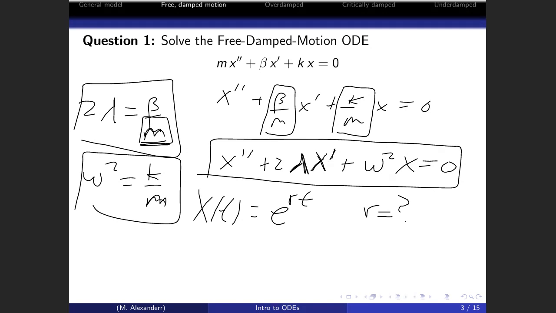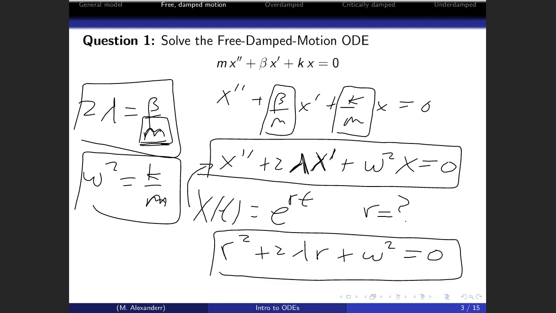And so when you plug this into your differential equation, you're going to get your auxiliary equation after you do a little bit of algebra. So r squared plus 2 lambda r plus omega squared is equal to 0. And again, the question is, what is the value for r? And so this is a quadratic equation in the variable r. And so that means that we can either factor this or we can use the quadratic formula. We can always do that. And so the situation that we have is the following.